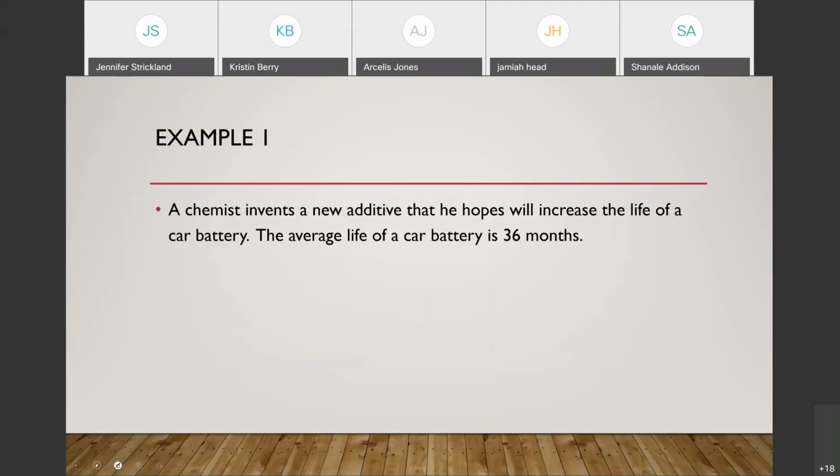Okay, so it says a chemist invents a new additive that he hopes will increase the life of a car battery. Average life of a car battery is 36 months. Okay.